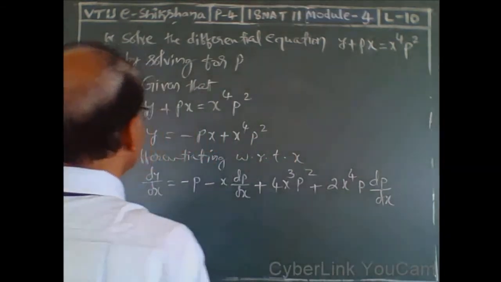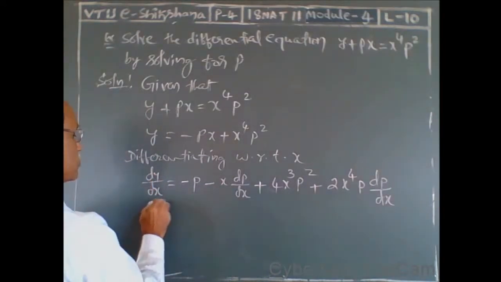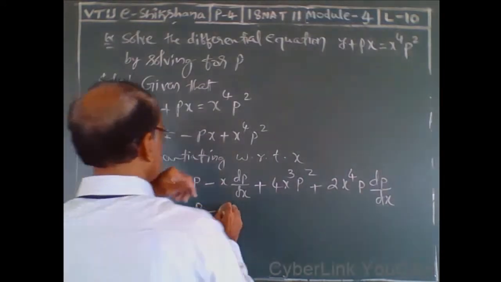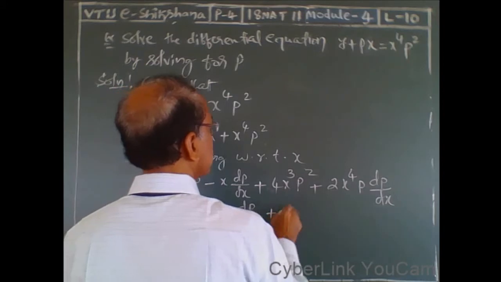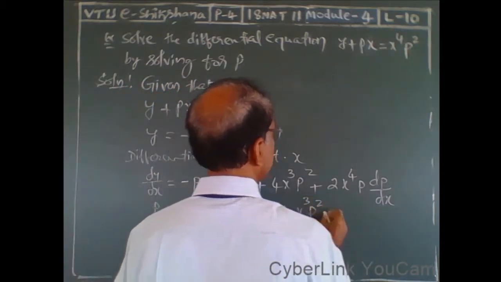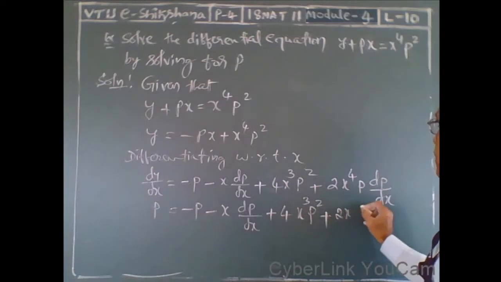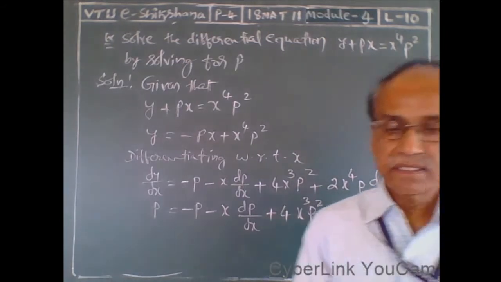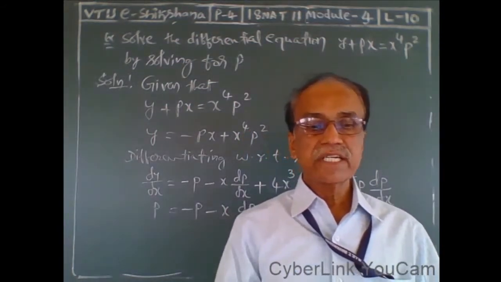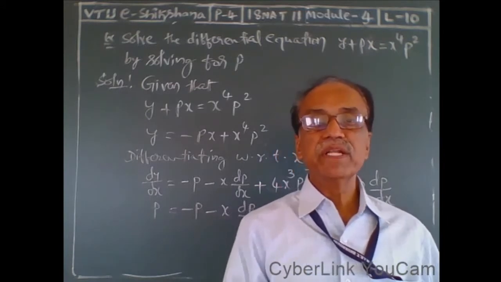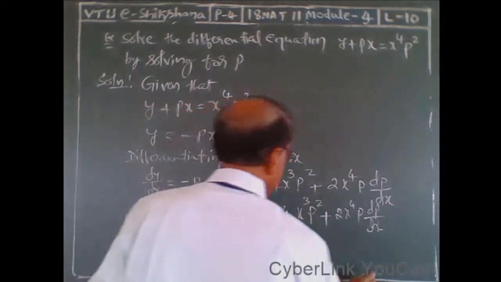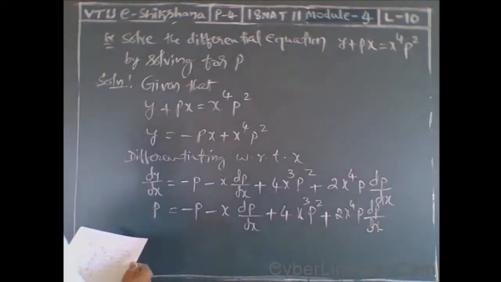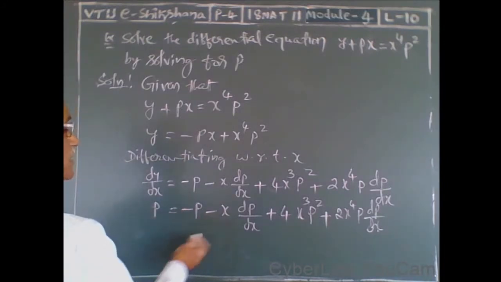Here also we will do like that, dy by dx is equal to p, that is equal to minus p and minus x into dp by dx and plus 4 into x cube p square and plus of 2 times x to the power of 4 p into dp by dx. So in that case you have to write the differentiation separately, that is in place of p as dy by dx. Okay, so what is the simplification? If you take all terms to one side, then between these two you can take the simplification.